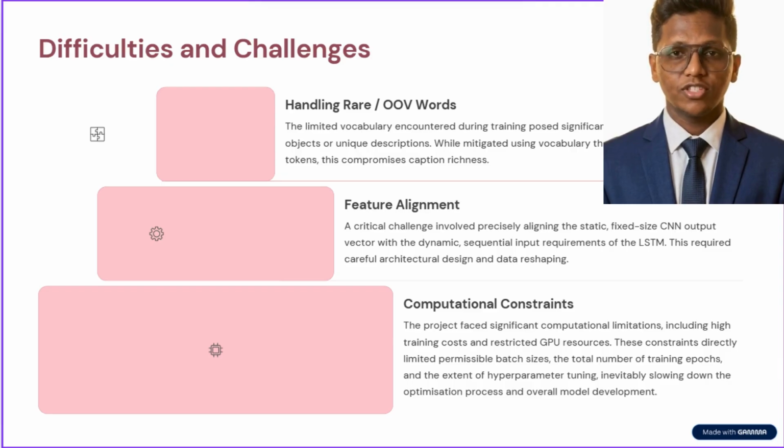Another challenge was feature alignment. Bridging the static, fixed-size vector output of a CNN with the dynamic, sequential input of an LSTM required precise reshaping and embedding alignment to ensure consistent data flow. Lastly, computational constraints were a major factor. High training costs and limited GPU resources restricted our batch sizes, number of epochs, and ability to perform extensive hyperparameter tuning, which slowed down model convergence and optimization.